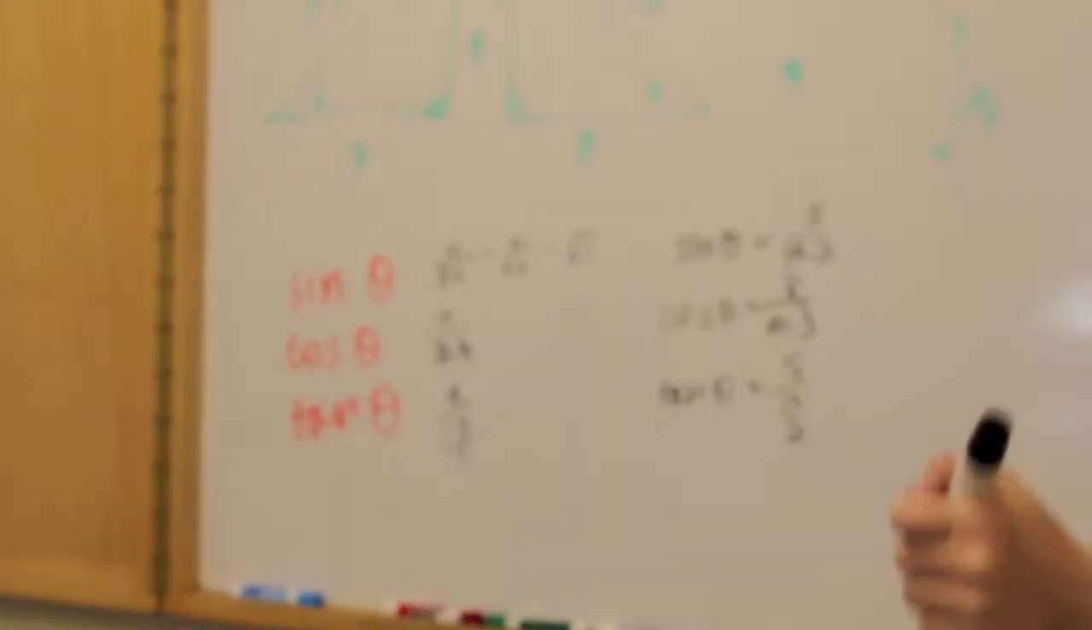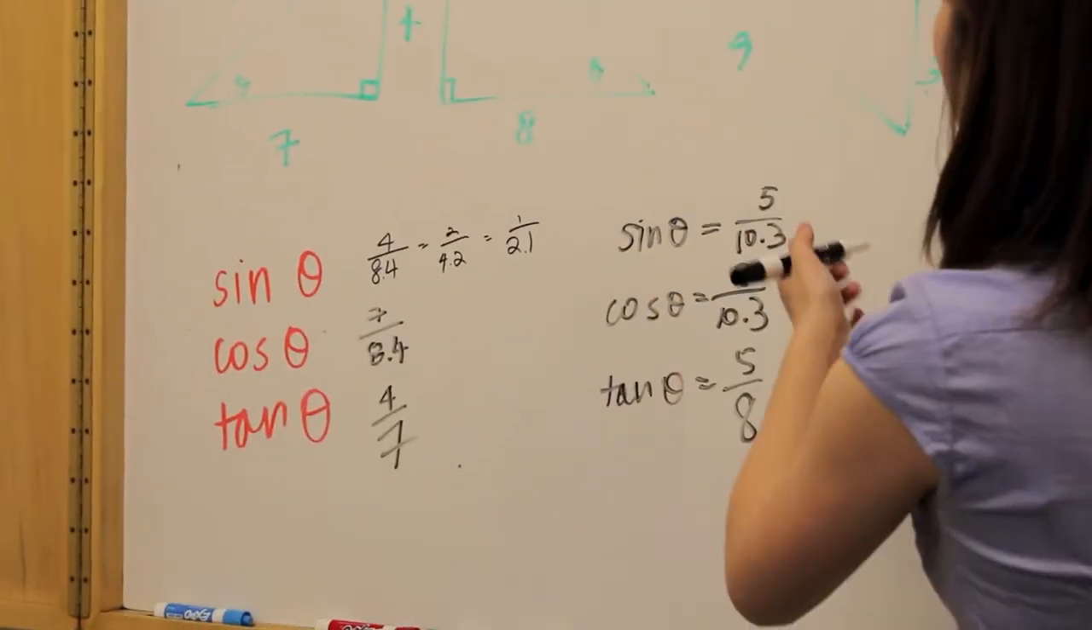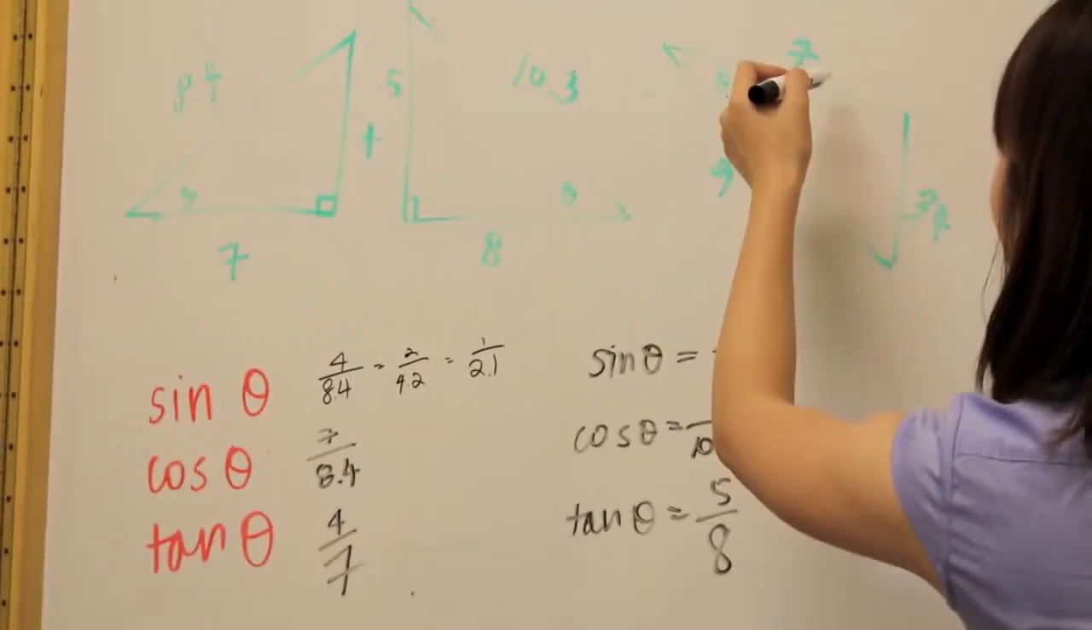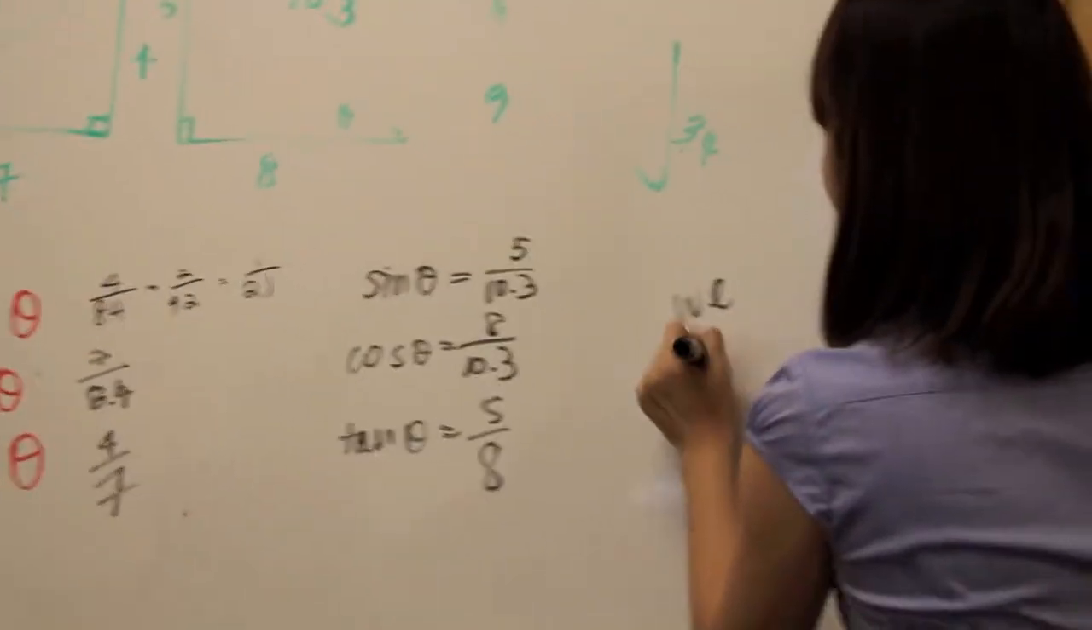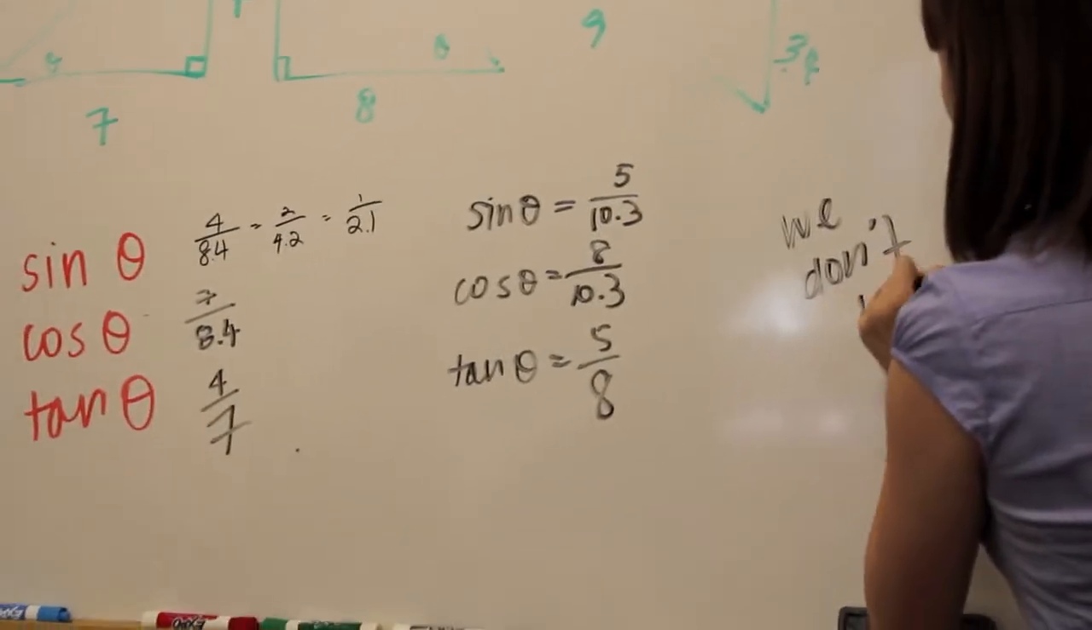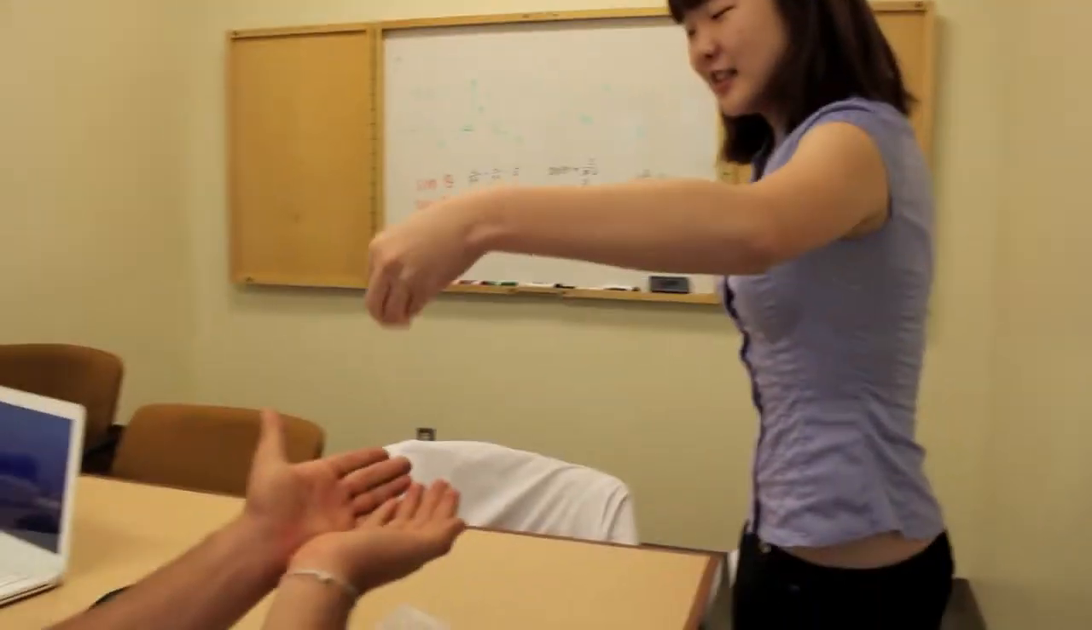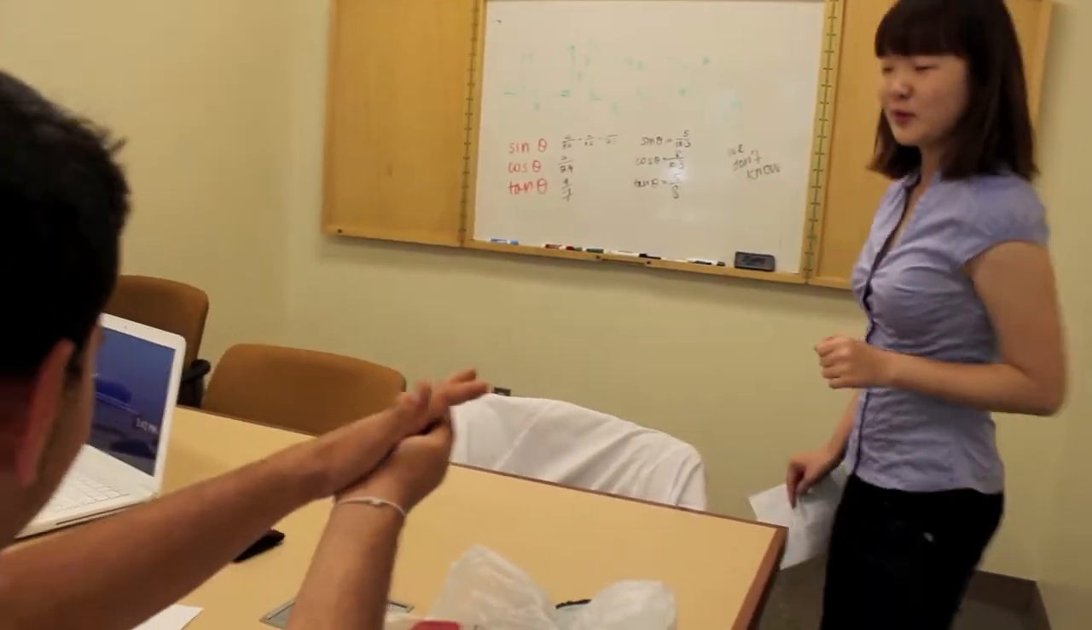Correct. And then for the second one, sine is 5 over 10.3. Cosine is 8 over 10.3. And then tangent is 5 over 8. But I didn't know how to do the last one. That's correct because it's not a right triangle. It's not determinable, so we don't know. Mike, now you get a whole bunch of pennies. Thank you, Jenny.